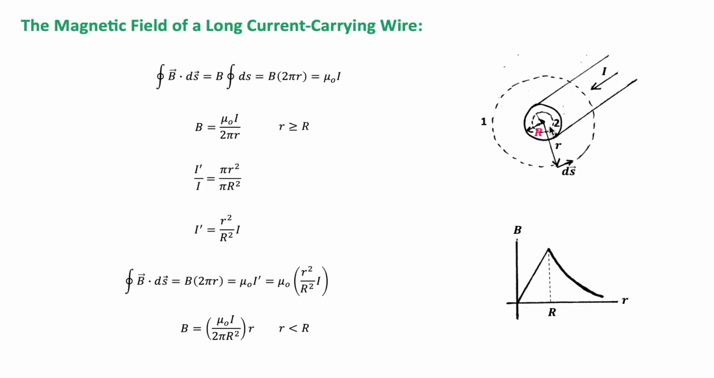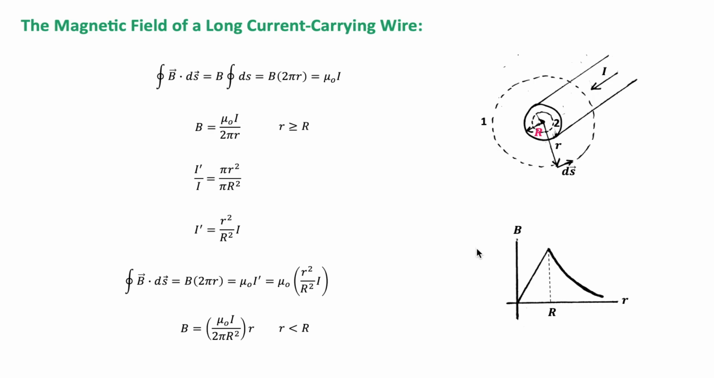But for the interior of the wire, if we take here path 2, the current passing through the plane of path 2 is not the total current, but is I dash. And I dash over I, the ratio, is given by the area of path 2 over the cross section of the wire. Okay. We substitute this expression for I dash into Ampere's law, and we will get this expression here.